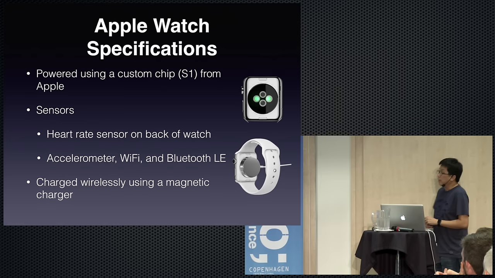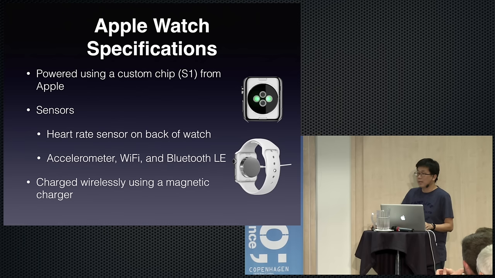And it is charged wirelessly using a magnetic charger. So a typical charge can last you for about a day. If you have not updated your watch to watchOS 2.0, typically that will last you for about 8-9 hours on average. But if you update to watchOS 2.0, the battery is able to last you for about 14 to 15 hours, which is pretty impressive. Okay, so it's time to upgrade.